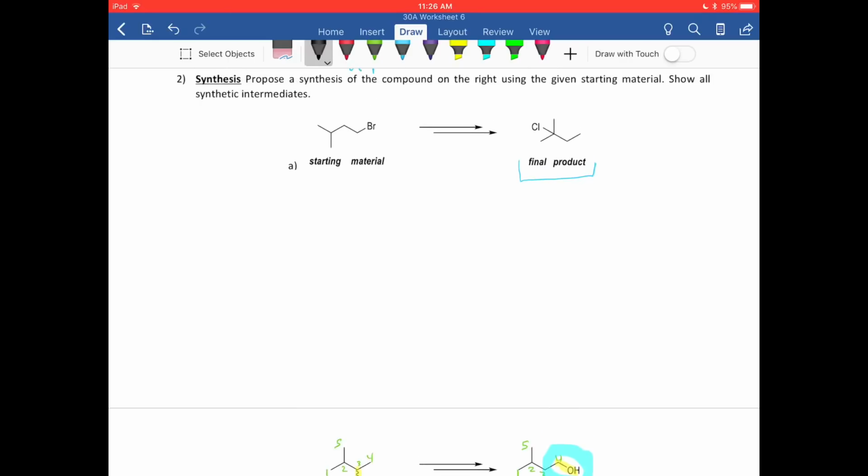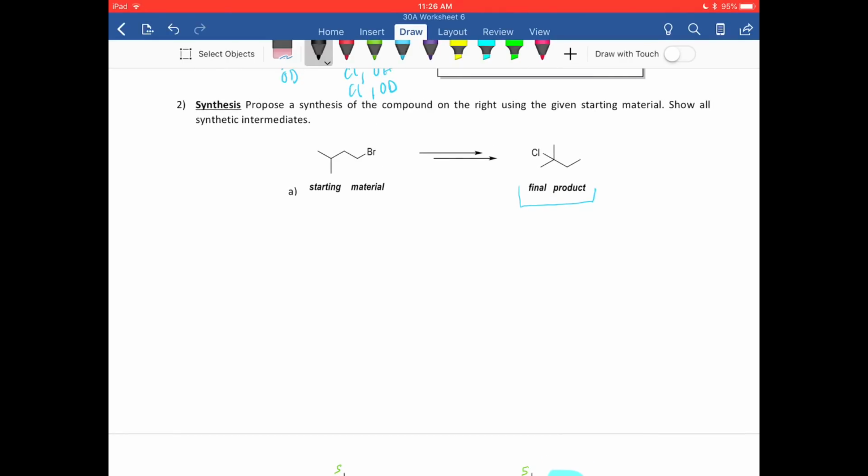Okay, finally we'll go to part A. So here our starting material is this alkyl halide. And then our product here looks like this. So let's go ahead and number our carbons. 1, 2, 3, 4, and 5.